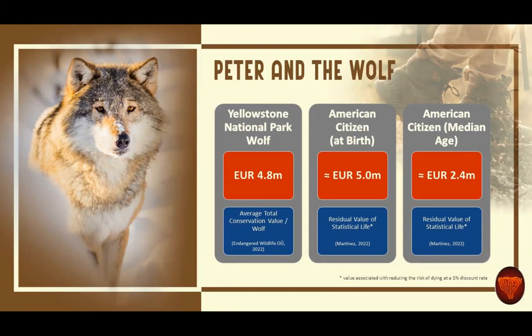Now, let's comparatively look at an American's value. According to a study done in 2022 and published academically, the residual value of statistical life of an American at birth, at a generous 1% discount rate, is around 5 million euros. As that same American ages to the median age of around 39 years, the residual value of statistical life drops down to about 2.4 million euros.